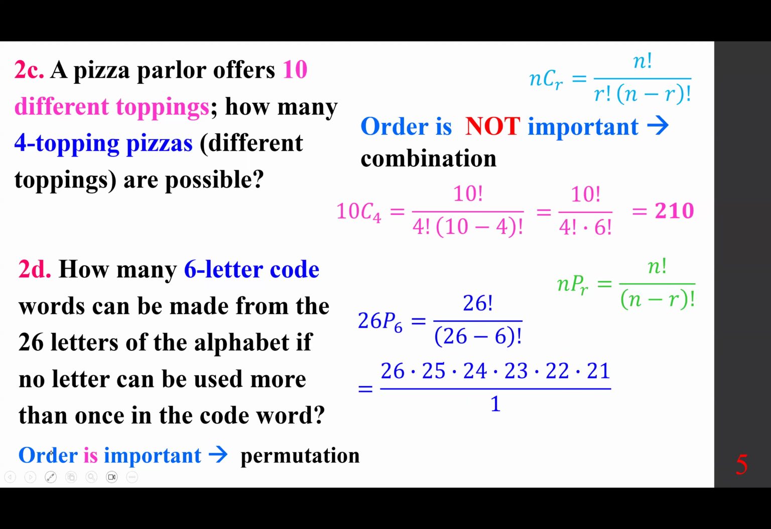Or you change this to 20 factorial, and with the simplification that I showed you, you drop the 20 factorial and the top remains as the numbers that you see. You put it into a calculator, you get a huge number, 165,765,600. It's a fairly large number, as you can see.